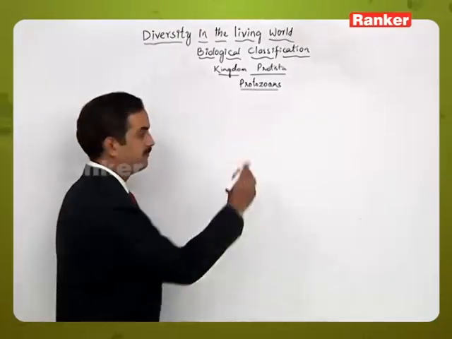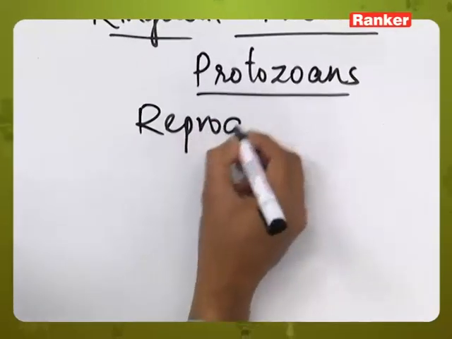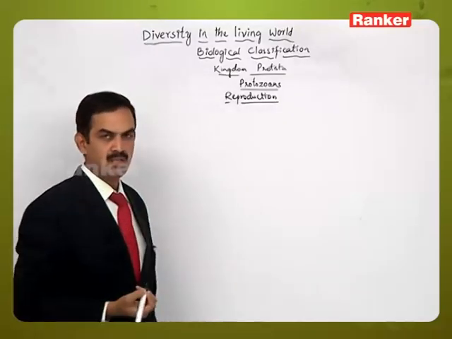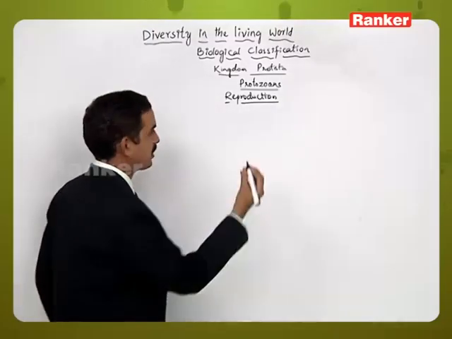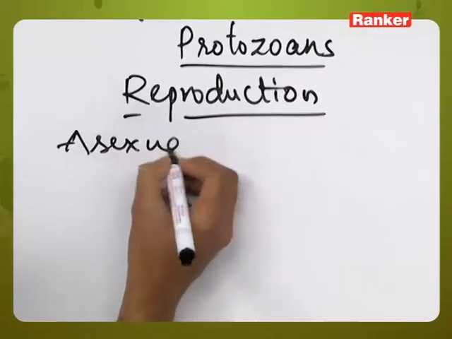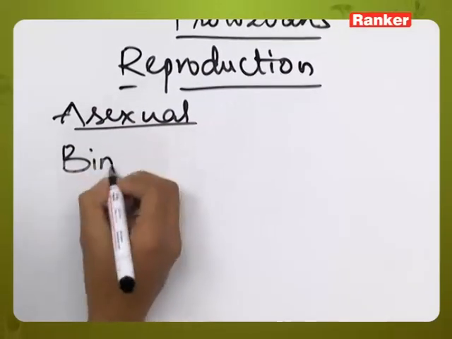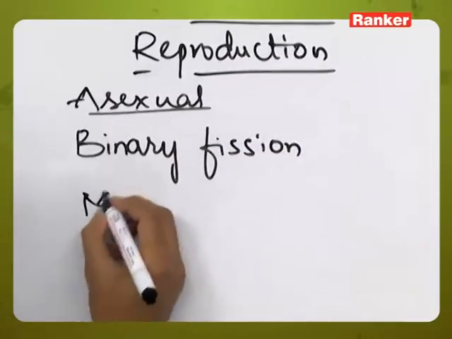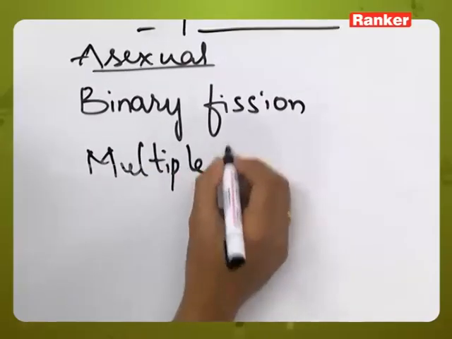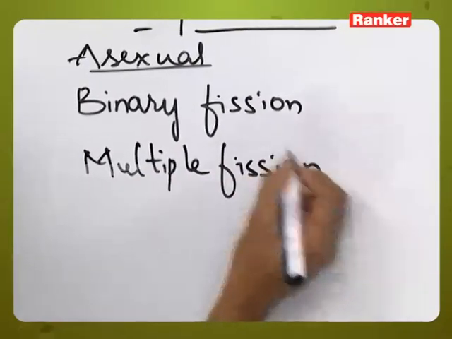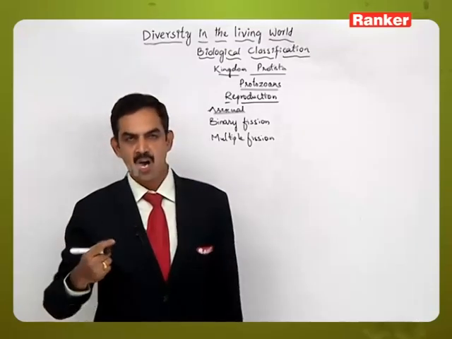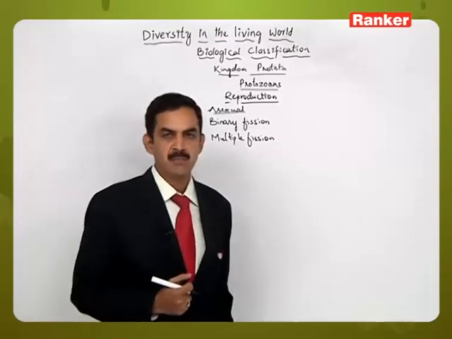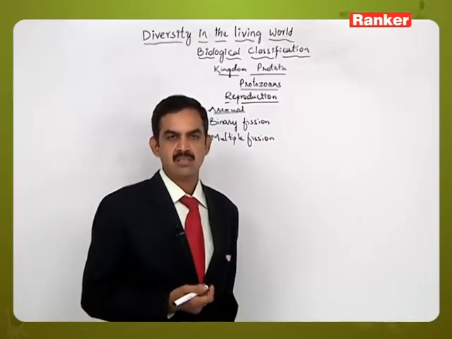In reproduction, the protozoans exhibit both asexual and sexual methods of reproduction. In the asexual method, it occurs either by binary fission or by multiple fission. Binary fission means the individual organism divides into nearly equal halves, and each half is converted into one daughter structure.